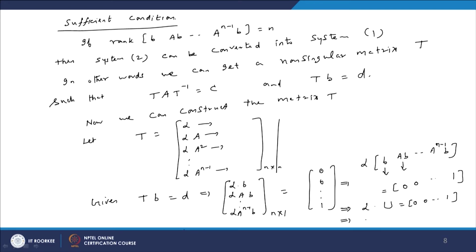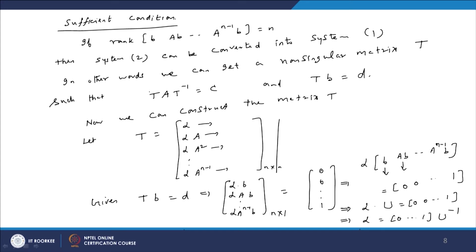Because the rank is n, U is an invertible matrix, so we get alpha equal to 0, 0, 1 multiplied by U inverse. So, it is the unique solution of the algebraic system of equations. Because U is invertible, we get a unique solution alpha. By substituting that alpha in the T matrix, we get the n cross n T matrix.